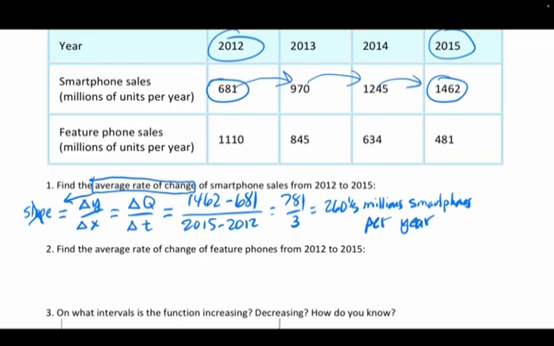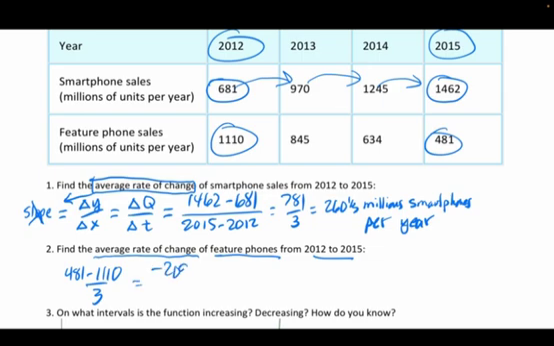So this time, number two, if we want to do the average rate of change of the feature phones, same 3 years, so the denominator is still going to be 3, but now the difference in the sales is going to be 481 minus 1,110. And you might notice what's going to happen. Because sales have gone down, this is going to be a negative number, negative 209 2/3 if you do the computation. And that's, again, millions of feature phones per year.